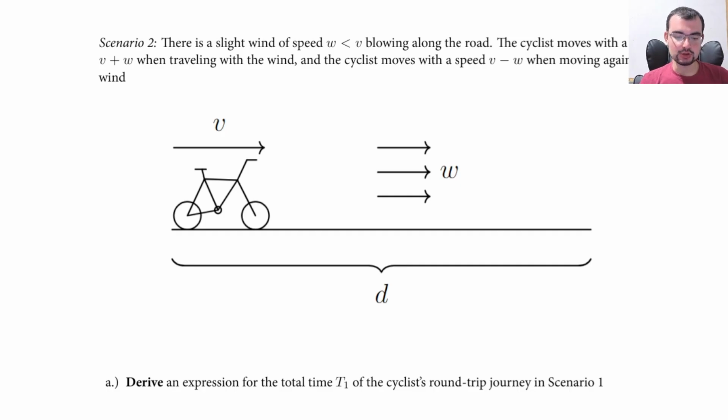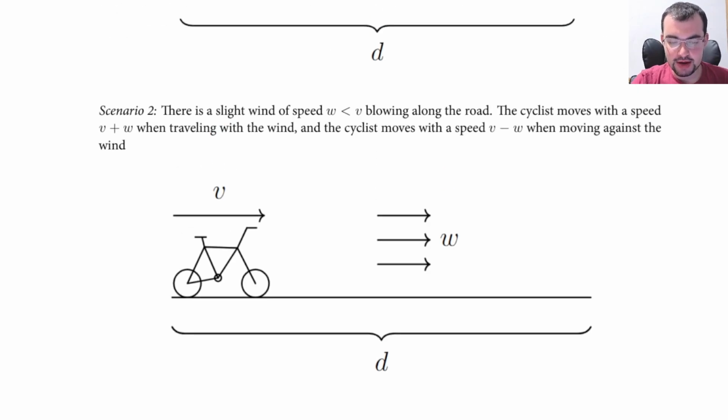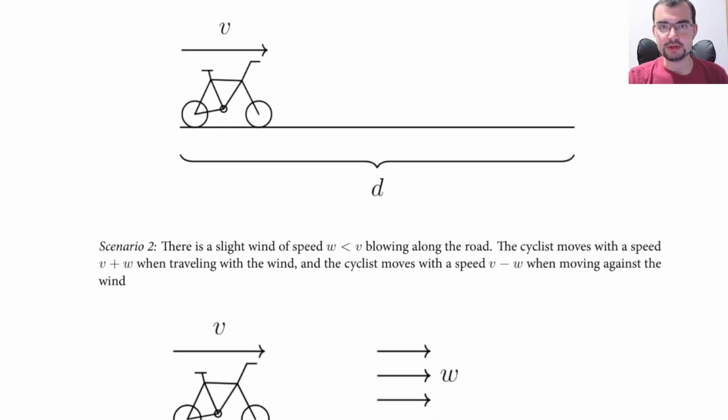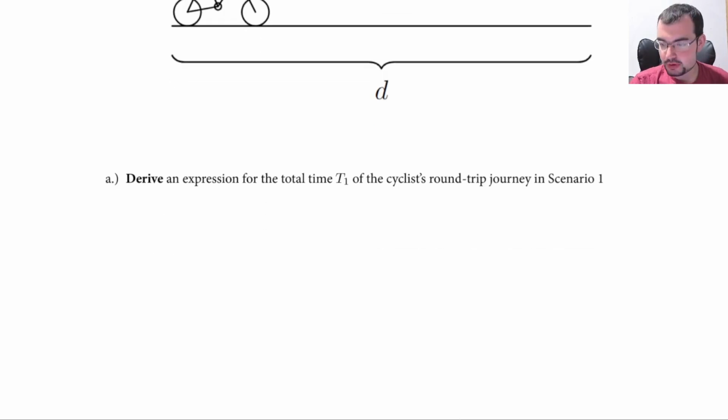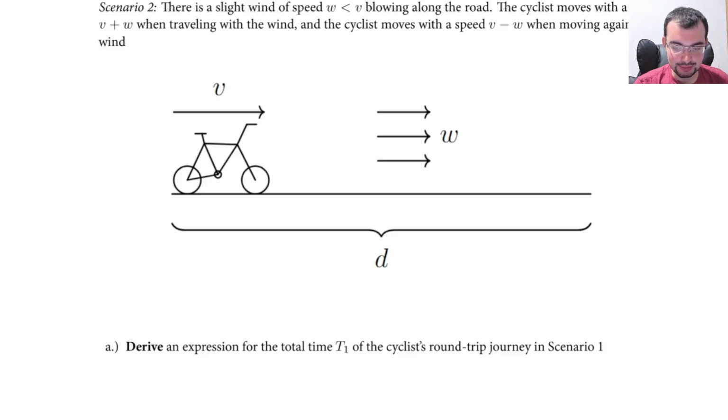But in scenario 2, there's wind, where I go with the wind one way and against the wind the other. So I'm getting boosted when I'm going with the wind, speeding up my bike, and I'm going at a lower speed on the way back, due to the wind reversing direction relative to me. So we're going to end up comparing these. So this is another QQT style thing. So first, we just want to derive the expression for the time required for the cyclist round trip in scenario 1.